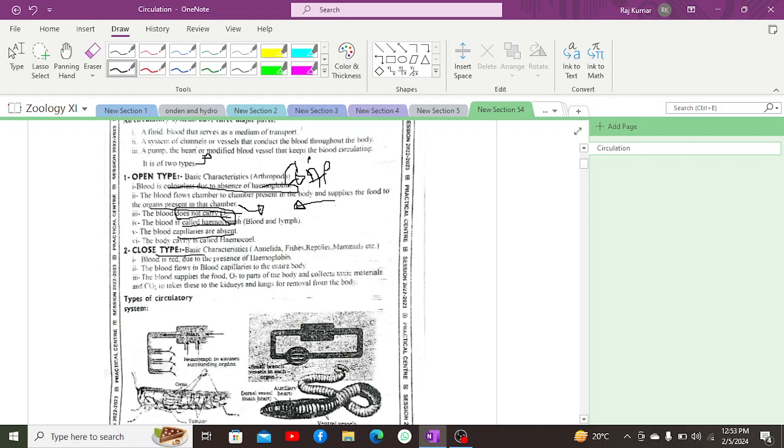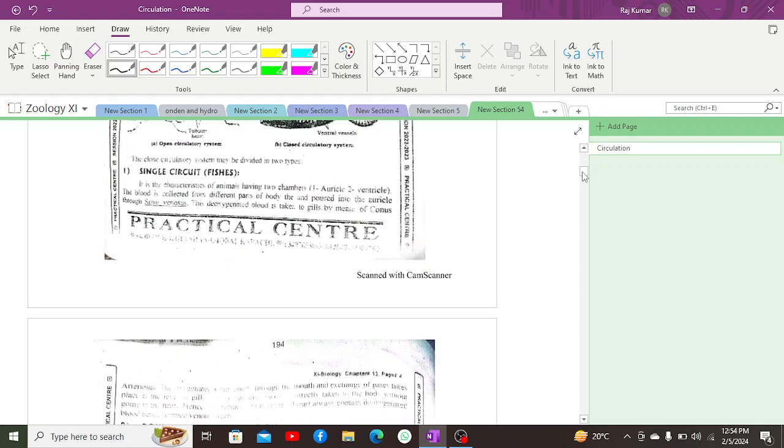Open type circulation. When it comes to closed type circulation, they have basic characteristics found in annelida, fishes, reptiles, and mammals, and these are just opposite of open types. Here the blood is colorless, but in closed type circulation, blood is red due to the presence of hemoglobin. The blood flows in blood capillaries in the entire body, particularly blood vessels, and blood supplies the food and oxygen to the parts of the body and collects toxic materials in return, to take these to the kidneys and lungs for the removal of unnecessary stuff.